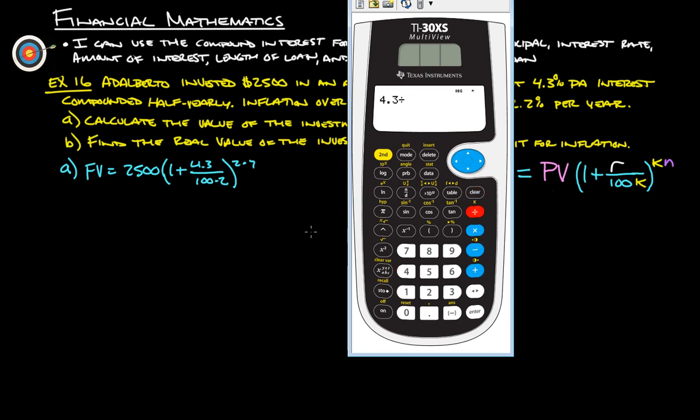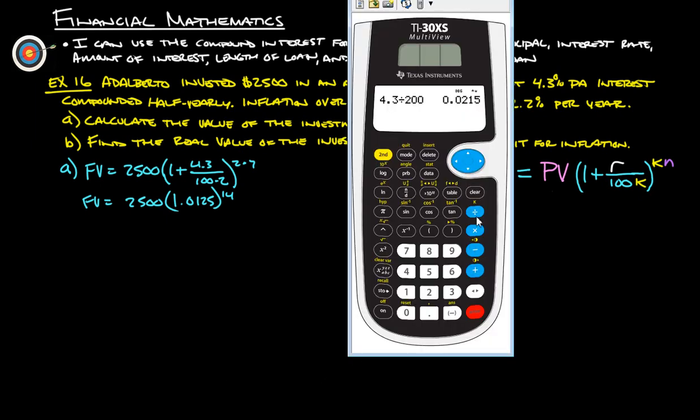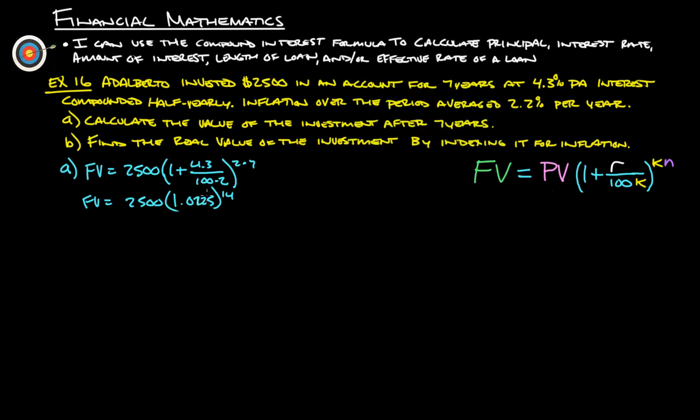4.3 divided by 100 times 2 is 200, and that gives us 0.0215. So this is 1.0215 to the 14th, and that's times 2,500, right? So we should be able to put that all in our calculator.